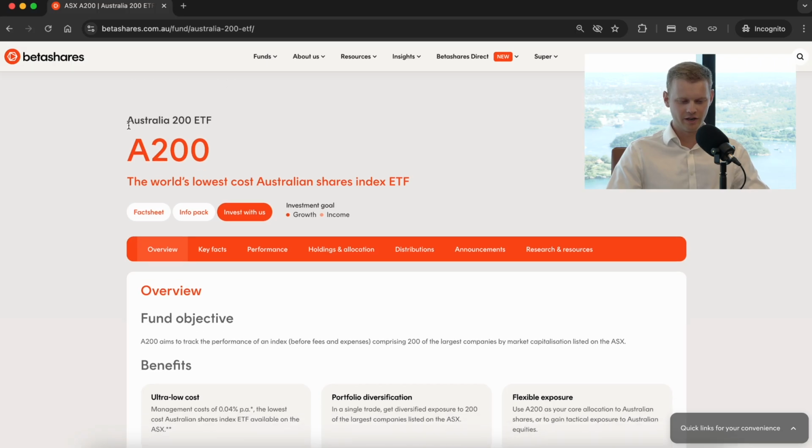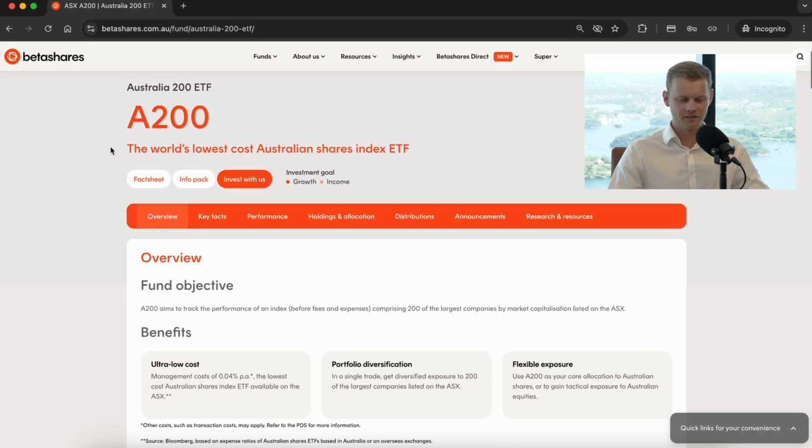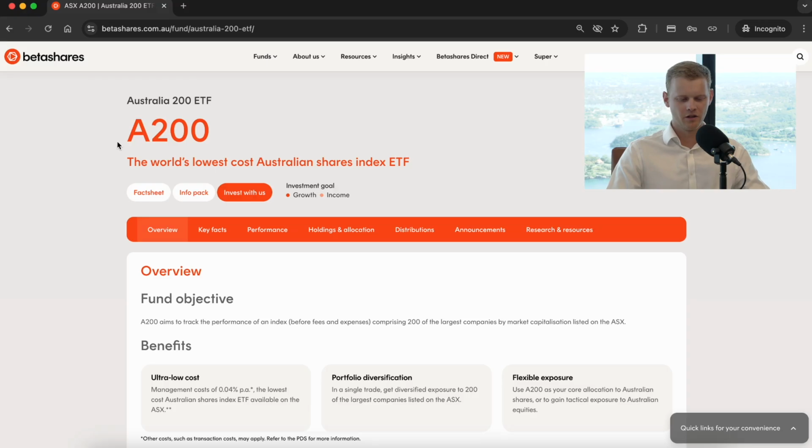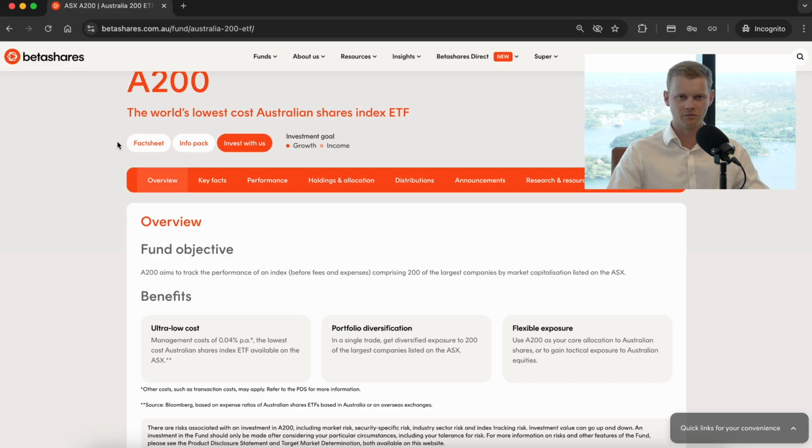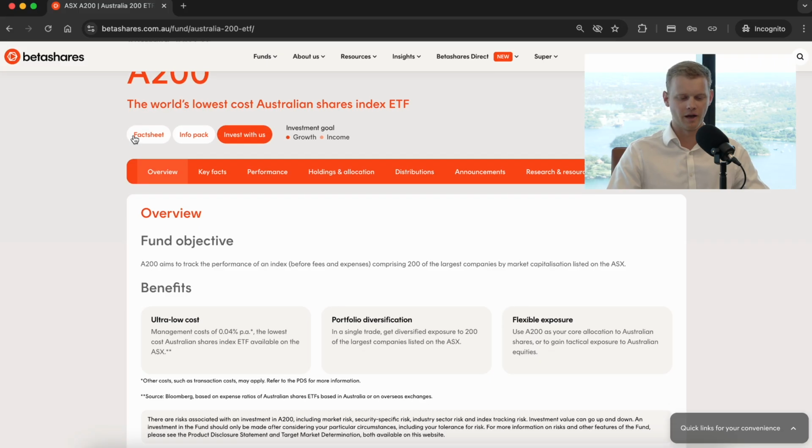So for our Australia 200 ETF, as I mentioned, you can start with the name. Very simply, we're investing in Australia, so Australian equities, and the 200 in this case means 200 companies. So the 200 largest companies on the Australian market, fairly intuitive. What's really exciting for BetaShares to offer investors is A200 is the world's lowest cost Australian shares index ETF. When we think about a broad market ETF like A200 is, you're investing in the whole Australian asset class. Fees are a really important differentiator, right? If the performance of different funds is similar, fees are a really important thing to think about.